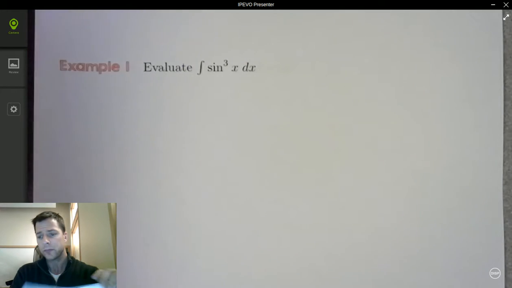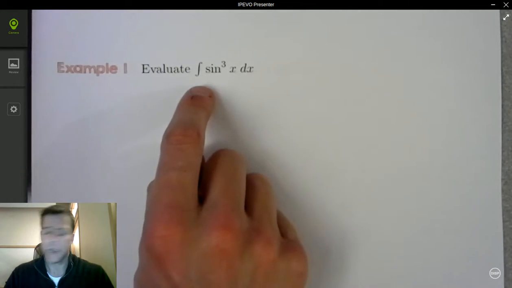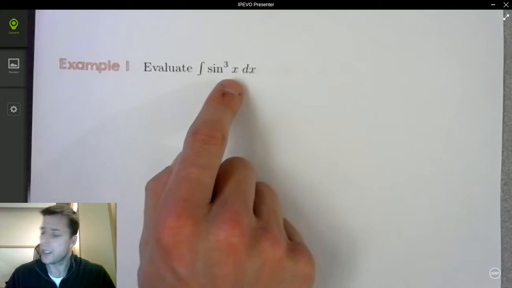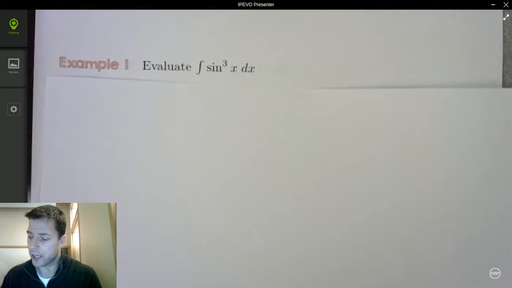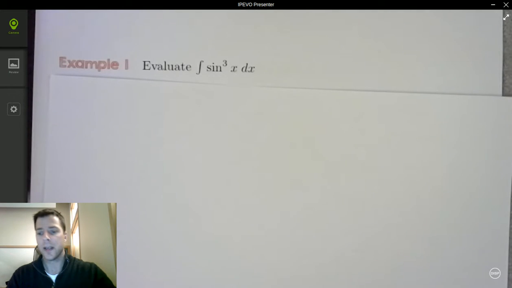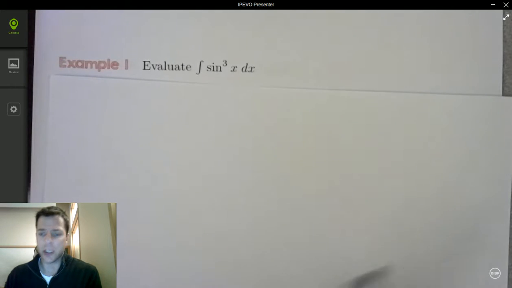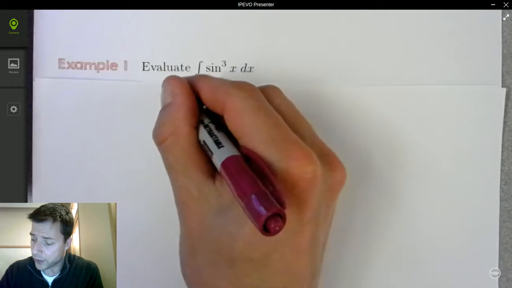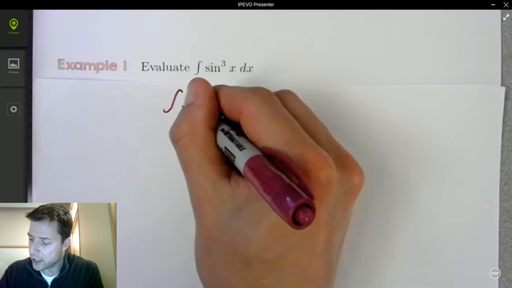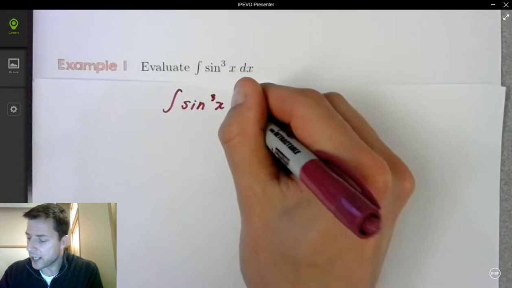So we're going to go ahead and evaluate the integral of sine cubed of x. Okay, let's look at how we would do that. A lot of these you're going to have to start by rewriting and using substitution. So I'm going to at least rewrite my integral here. We've got sine cubed of x dx.